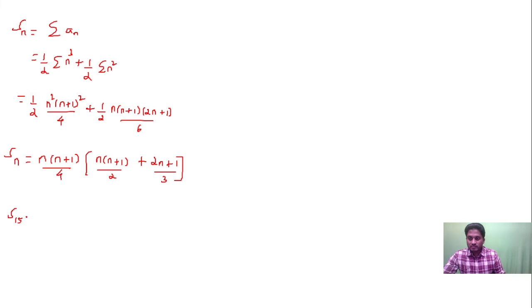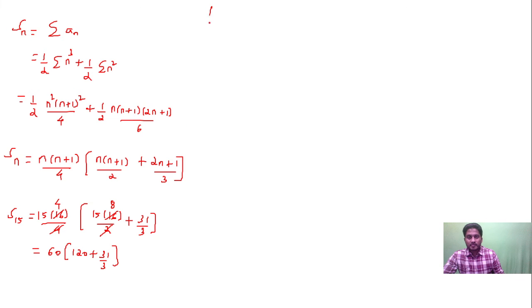So S15 is equal to 15 into 15 plus 1 is 16 divided by 4. So this is 15 into 15 plus 1 is 16 upon 2 plus 15, right? 2 into 15 plus 1, 31 by 3. So this will cancel 8 times. So this will cancel with this 4 times. You get 60, into a bracket. This is 120 plus 31 upon 3.